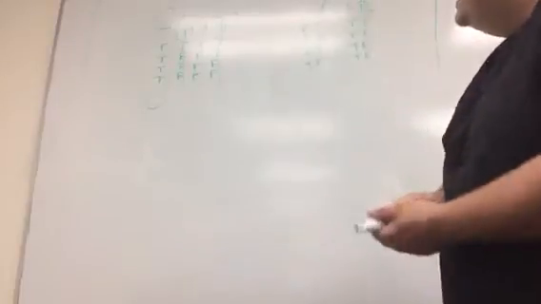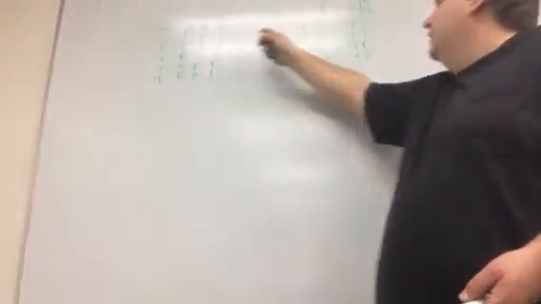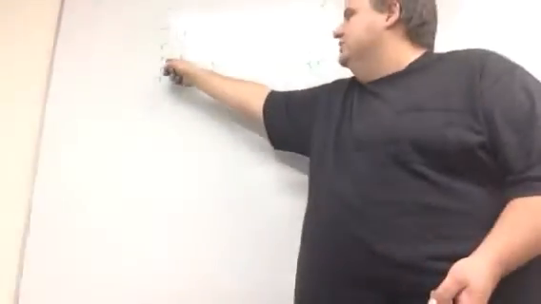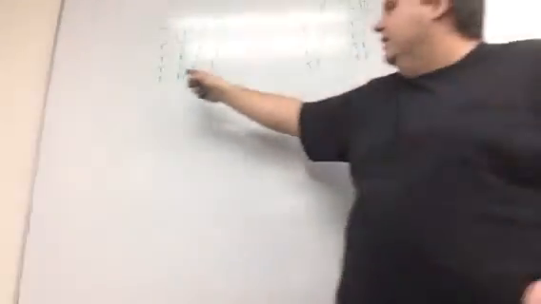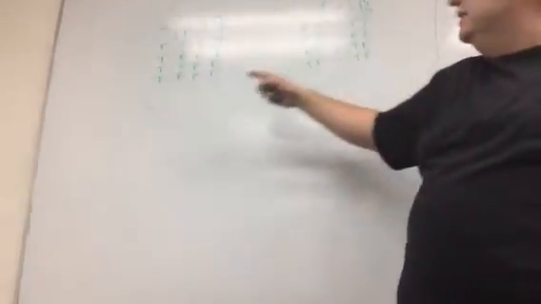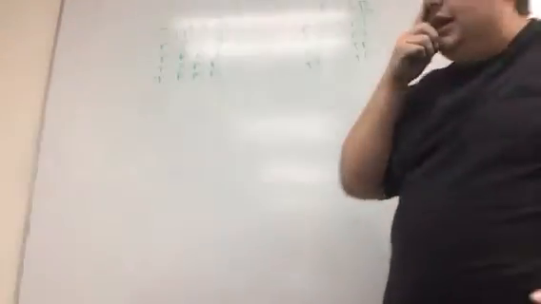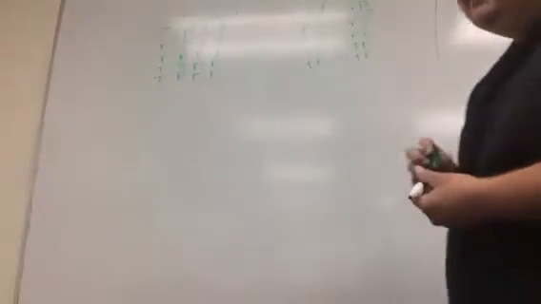Which means in this case, line 1 is false here. Line 1 is false here. Line 1 is true here. Line 2 is true here. Line 3 is true here. Line 4 is true here. Meaning that on every single line, these have the same truth value.